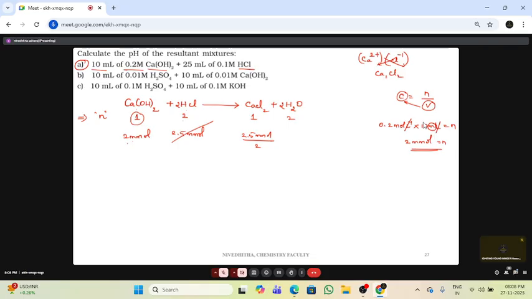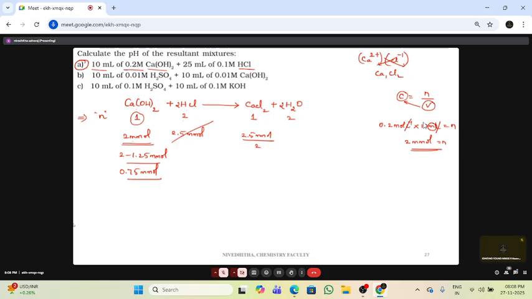So in 2 millimole, 1.25 millimole was involved in the reaction. So how much calcium hydroxide was remaining inside the solution? 2 minus 1.25, right? Which is 0.75 millimole. Could you please tell me whether the solution is acidic or basic? Is it acidic or basic?